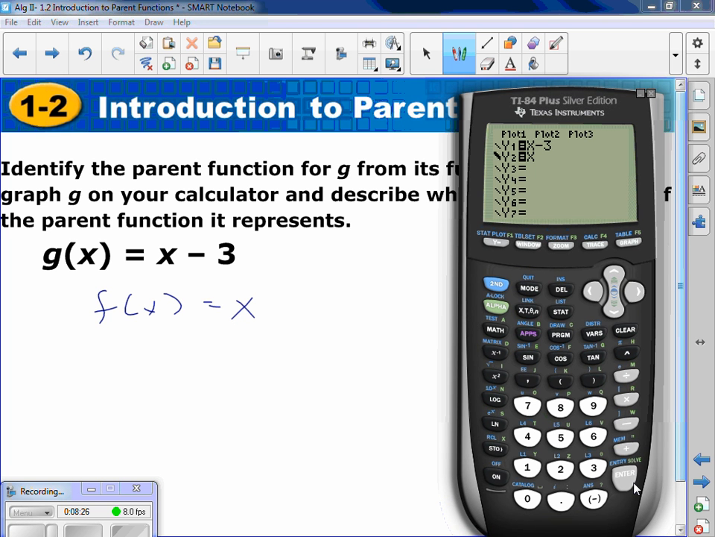If you have one of the TI-84 Cs, the C stands for color, you will have the option to use a different color for each graph. If you have one of the Inspires, it automatically changes the color between graphs.